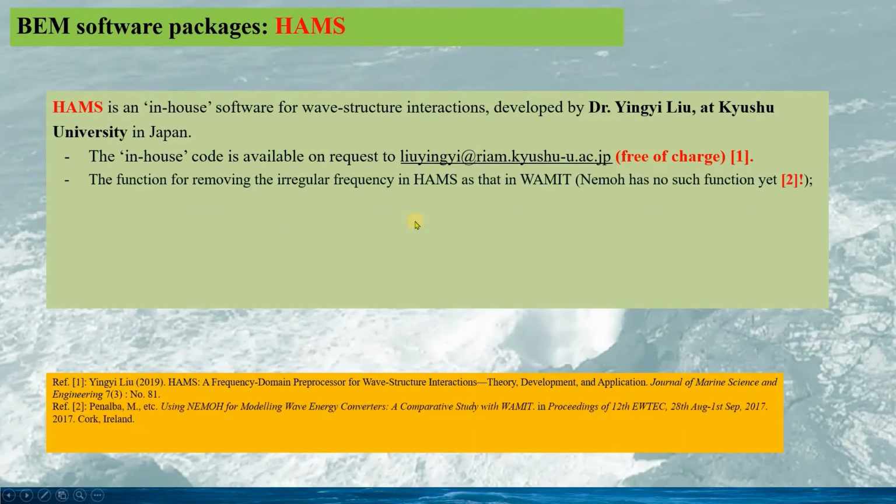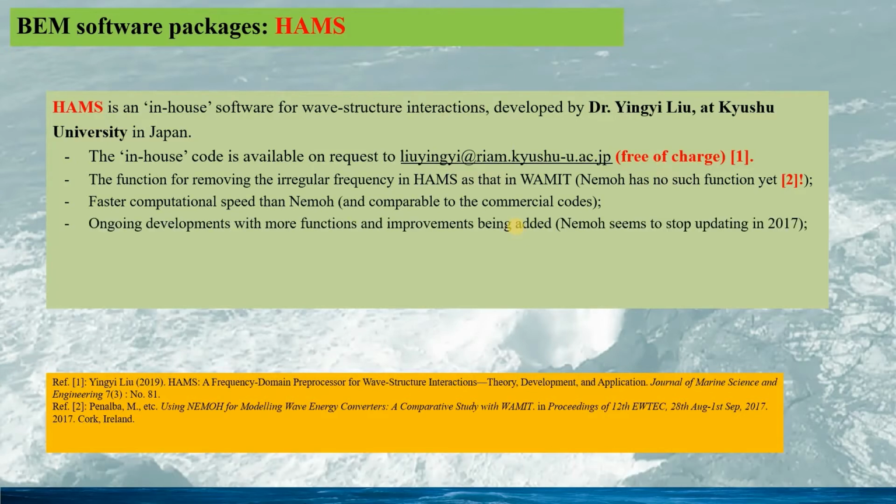In HAMS, the function for removing the irregular frequency is implemented as that in WAMIT. Nemo has no such function. HAMS has a faster computing speed than Nemo and is comparable to the commercial codes, as claimed by the developer. There is ongoing development with more functions and improvements being added, but Nemo seems to have stopped updates since 2017.